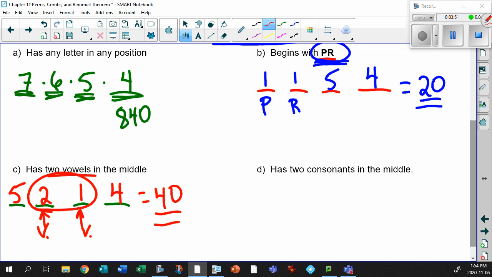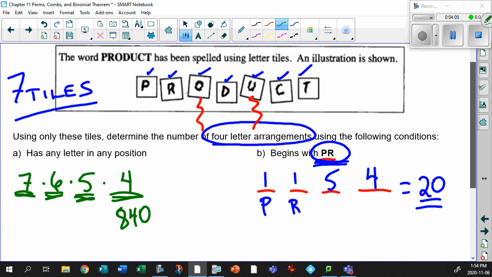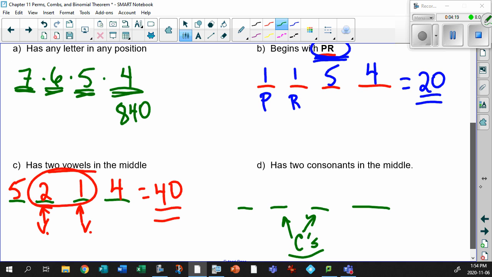Finally, this one says you have to have 2 consonants in the middle. That's easy to deal with as well. You got 1, 2, 3, 4 letters. These have to be consonants, both of them have to be C's. Go back to here and figure out how many consonants you have. You got 1, 2, 3, 4, 5. You got 5 choices for the first consonant, leaving you with 4 choices for the next consonant.